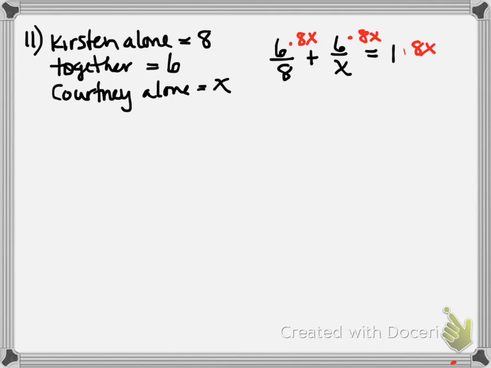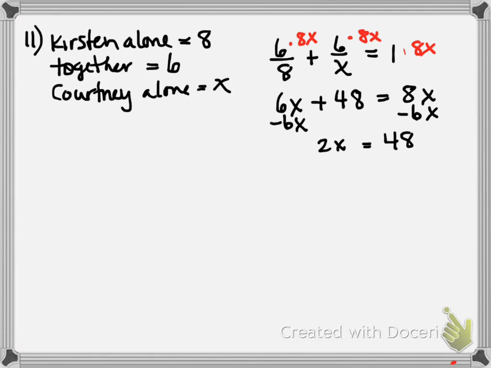I'm going to multiply everything by 8x. So on the first one, the 8's cancel, leaving me with 6x. On the second one, the x's cancel, leaving me with 48, and over here we have 8x. So I'm going to subtract 6x from both sides, do the symmetric property, that gives me 2x equals 48, and this is why you don't ask Courtney to help you type something. Courtney would take 24 hours to type the same paper that Kirsten took 8 hours.